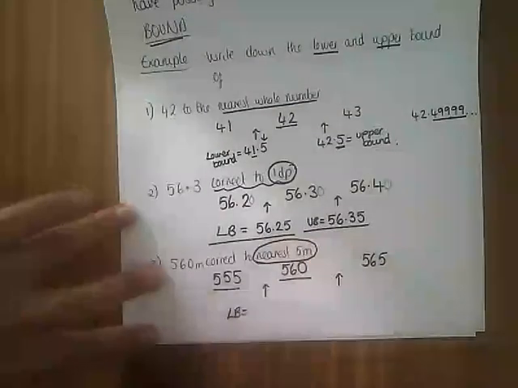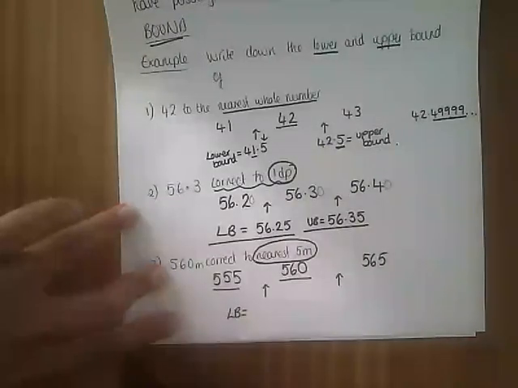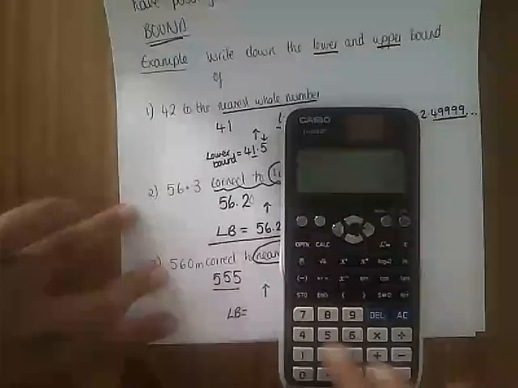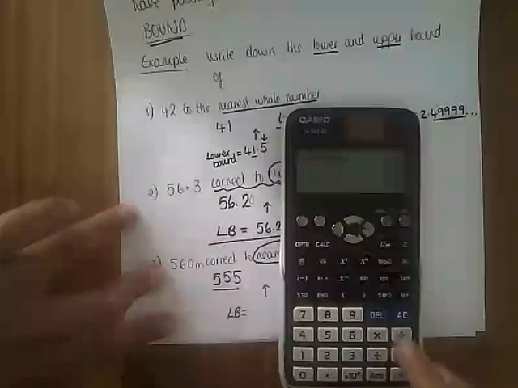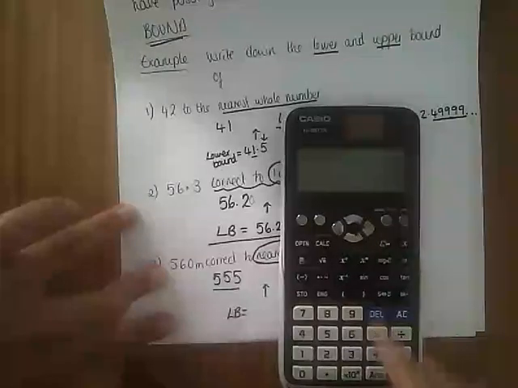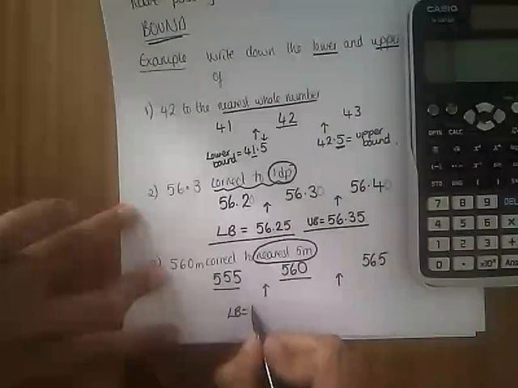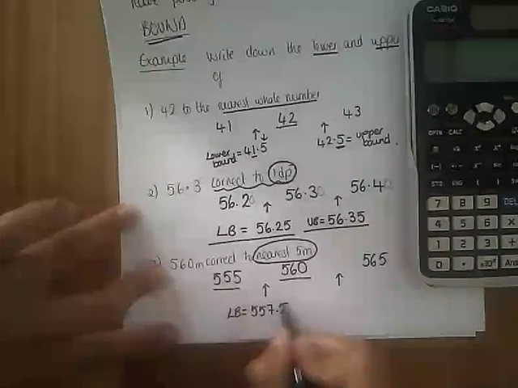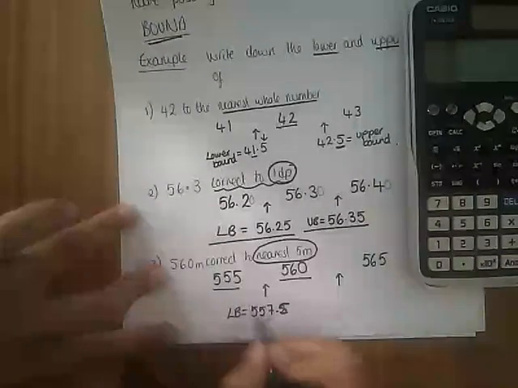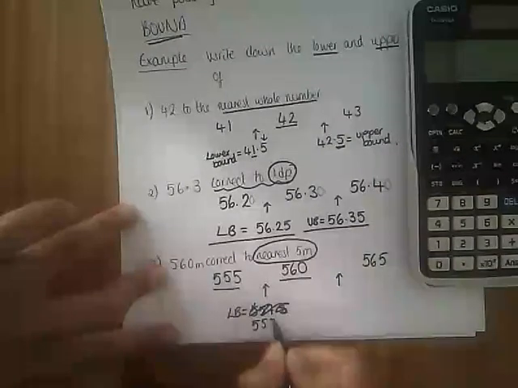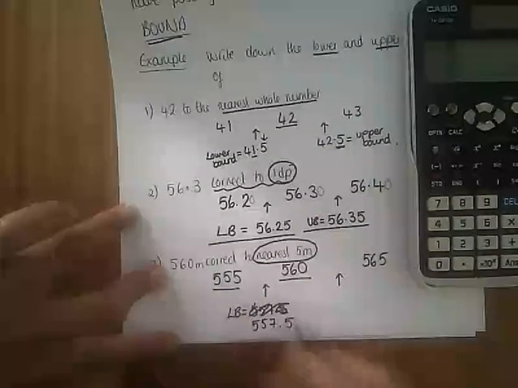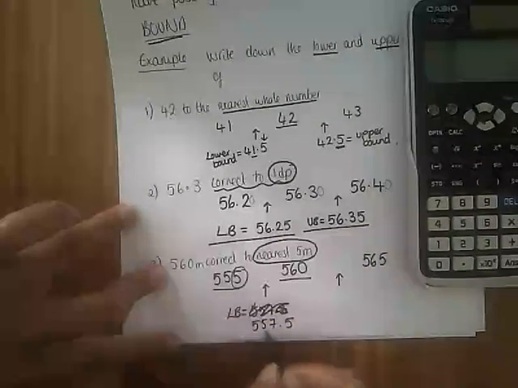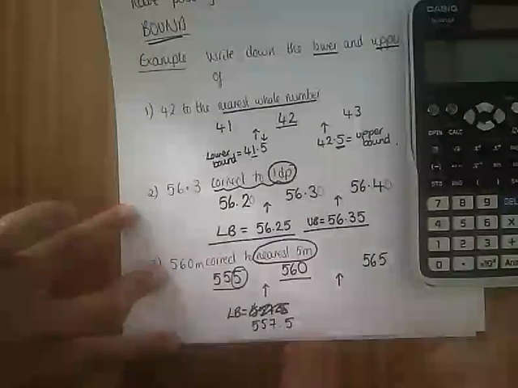Now, if it is not obvious to you what halfway between those are, you can very quickly add them together, 555 and 560, and then halve it. And that is your halfway point, okay? That should say 557.5, okay? Halfway between 55 and 60 is going to be 57.5. Hopefully you'll get to know that.